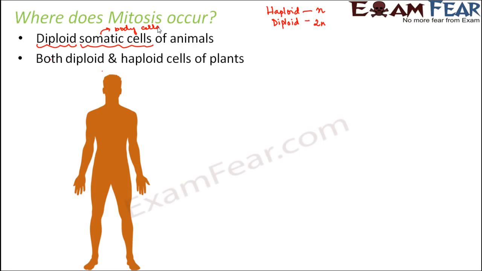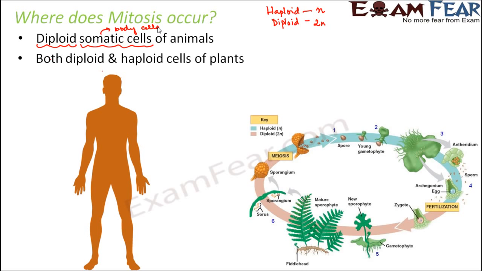When you talk about plants, there we can see mitosis in haploid cells as well. For example, in the life cycle of a fern, which we have discussed in our previous lessons, it comes across a phase called prothallus, which is a haploid phase in the life cycle of fern. Alternation of generation occurs in the case of ferns. So here mitosis takes place in haploid cells as well.